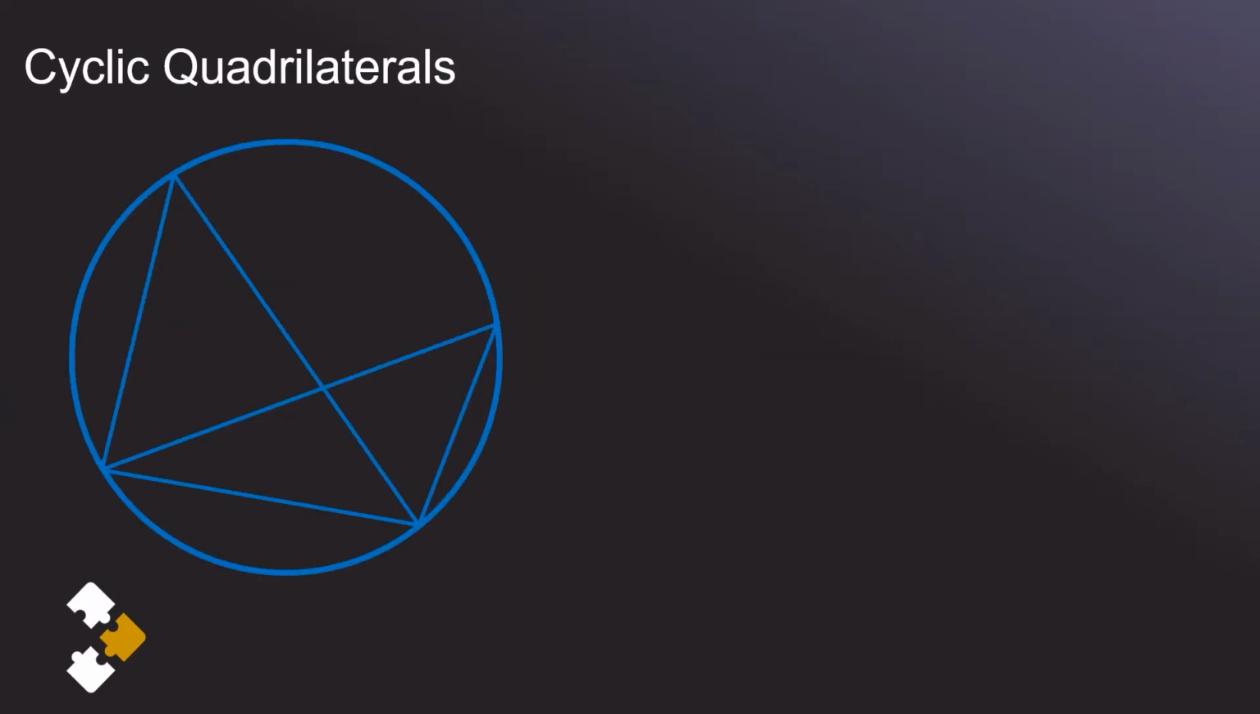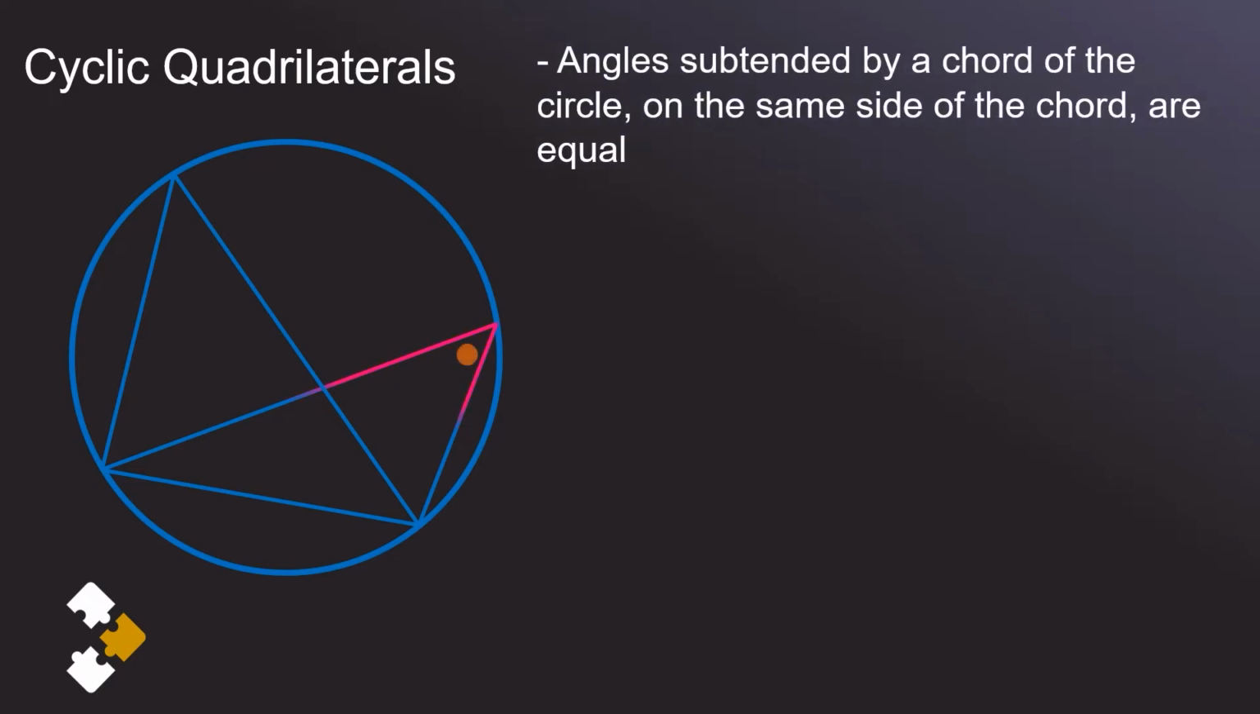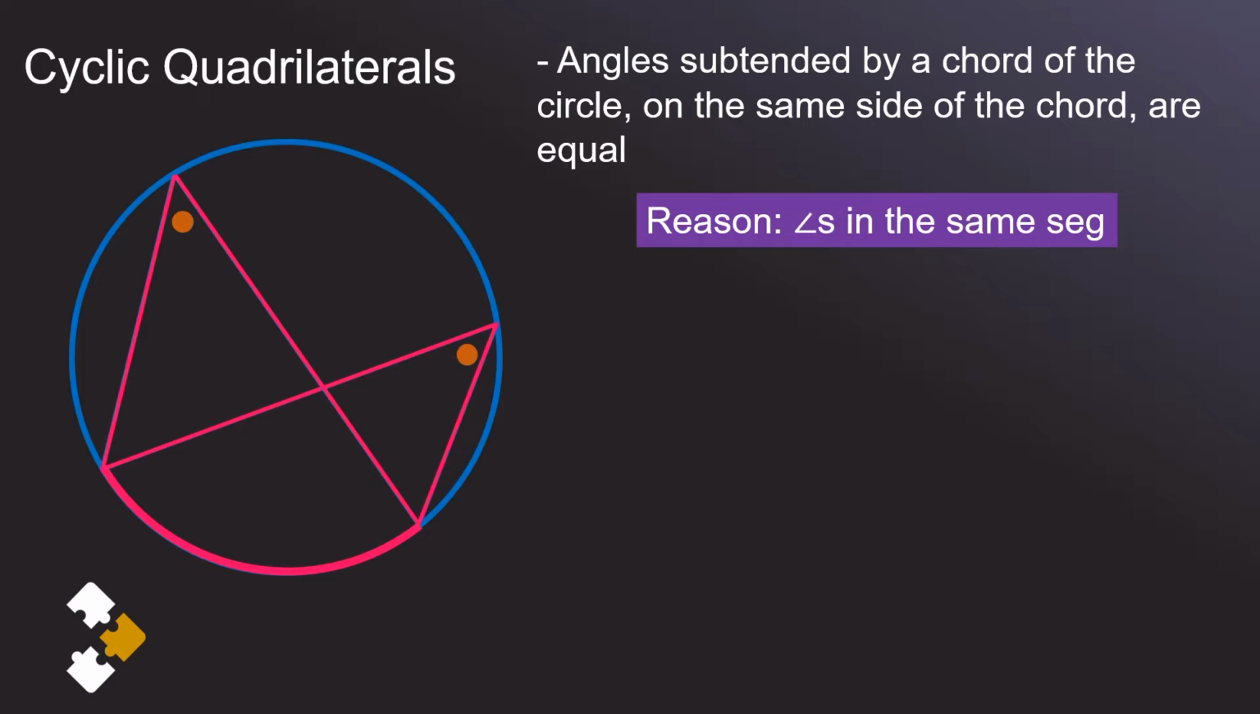Then we can look at cyclic quadrilaterals. So angles subtended by a chord of the circle on the same side of the chord are equal. Right? So here, if you've got that angle that is subtended by the chord, and you've got that angle that is subtended by the chord, those angles are equal. And note, there doesn't have to be a chord, there can also be an arc, and the reason that we use for that is angles in the same segment.